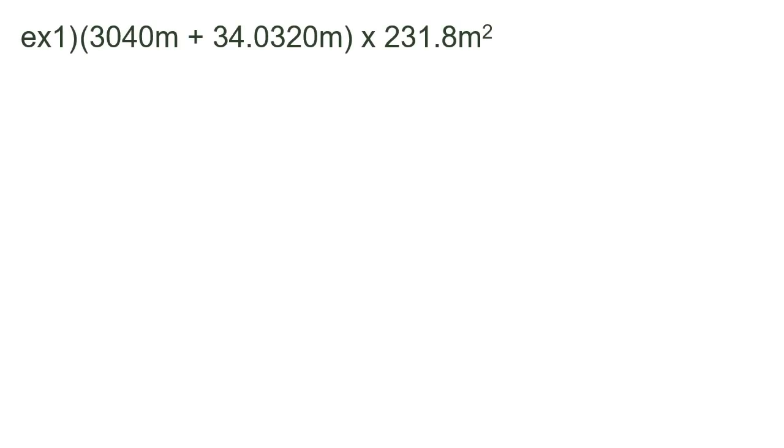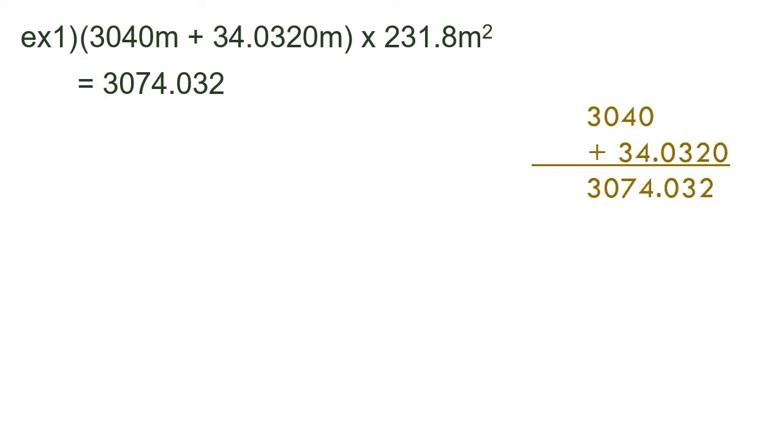Example 1. I start by punching into my calculator what is inside the brackets. So 3040 plus 34.0320, and my calculator spits out 3074.032. To determine the number of significant figures, I go to the side of my page and I stack the two numbers I've added. And then I go from left to right until one of the numbers that I'm adding has run out of significant figures. And it's going to be the top number. It runs out of significant figures after the 4, which means 307 is significant, 4.032 is not. So I will underline 4.032.